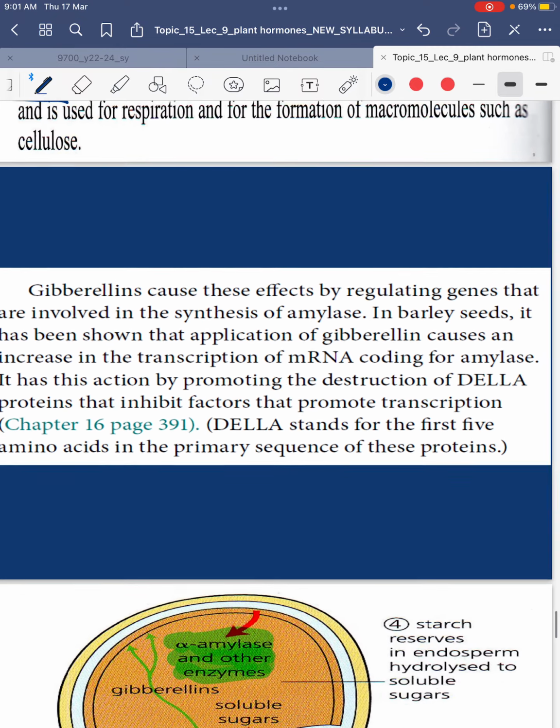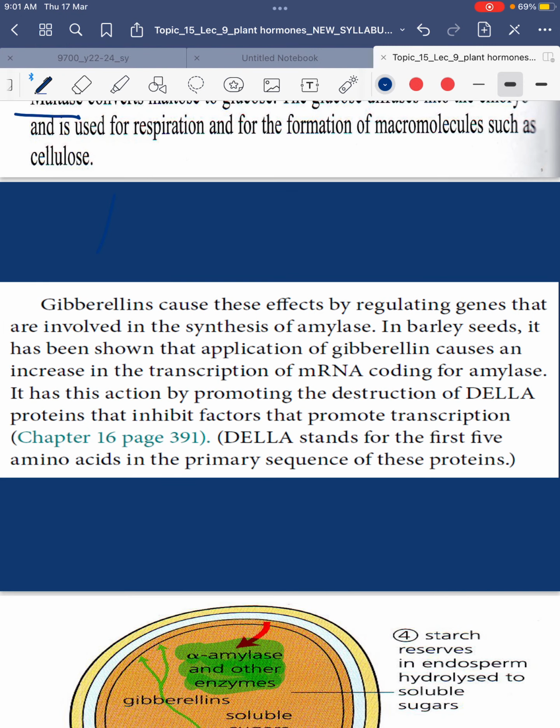Right, this is the learning objective 16.3.4. So we're just going to look at this very, very briefly. It says here, gibberellin causes the effect by regulating genes involved in the synthesis of amylase. In barley seed, it has been shown that application of gibberellin causes an increase in transcription of messenger RNA for amylase. It has this action by promoting destruction of the other proteins. Okay, what does this mean? Doesn't make sense. Let me show you an overview of what it means.